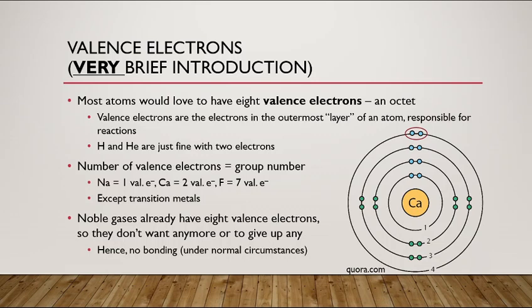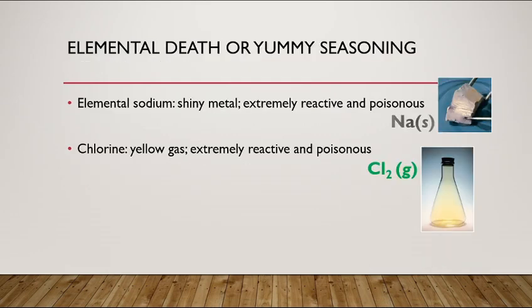Sodium, for example, will have 1 valence electron, whereas fluorine on the other side of the periodic table will have 7 valence electrons. Please note that noble gases, those in the very last column, are going to have 8 valence electrons, so they already have their octet. They're nice and happy. Normally they don't bond with anything because they don't want to give up electrons or have any more added to their atom. Now we can move on to how these things come about.